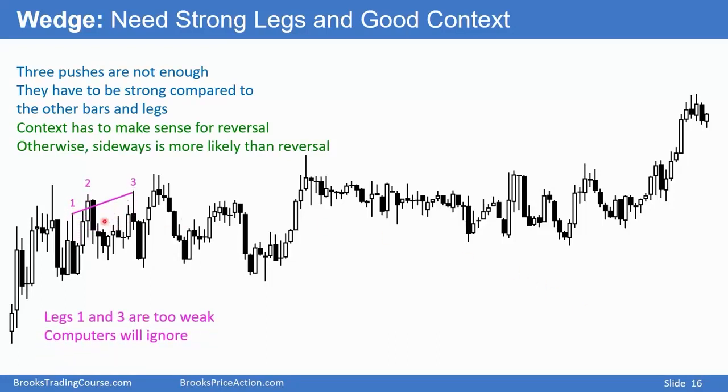Here we have a wedge, 3 pushes up, 1, 2, 3, but there's nothing to reverse. The market is really not going up all that much. It's simply part of a trading range, and therefore the reversal down is probably going to lead to more trading range.